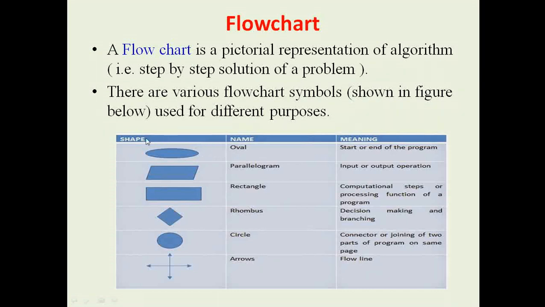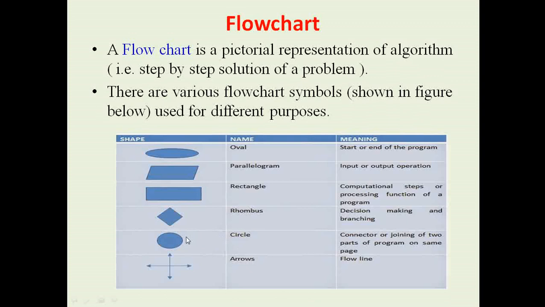So every flowchart will have this symbol in the beginning as well as in the end. Then we have parallelogram. This is used for input and output operation. Within a parallelogram, we will show all input and output operations of your program. Then rectangle is used for processing purpose. So all computational steps or processing functions of a program can be shown in rectangle box. Then we have rhombus. This is used for decision making and branching.